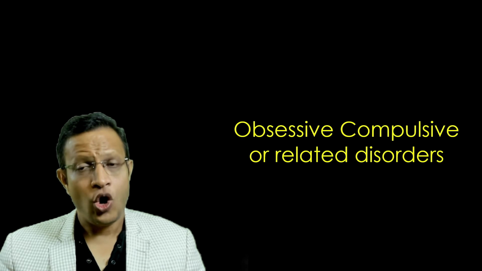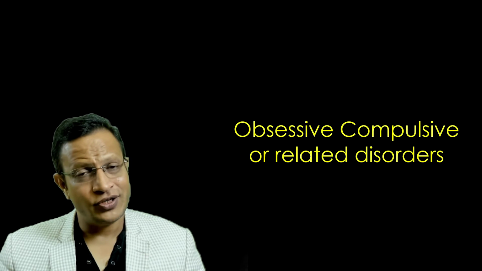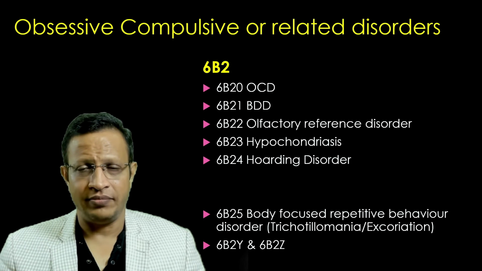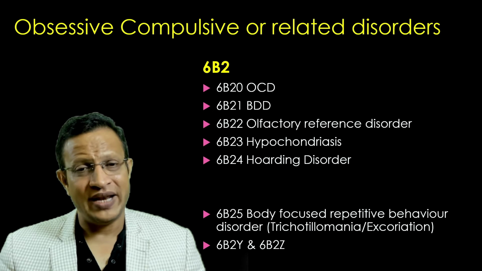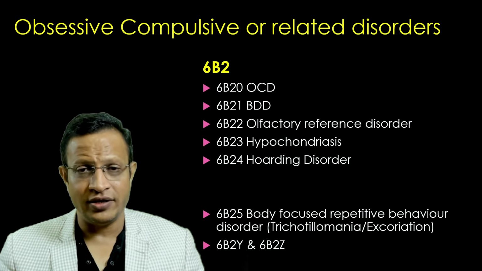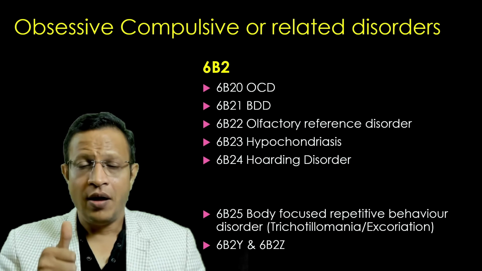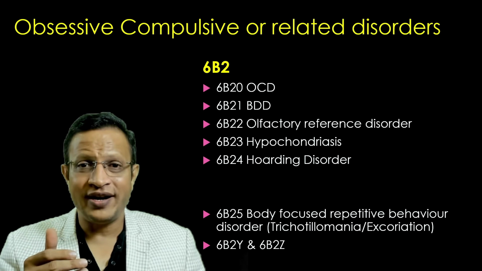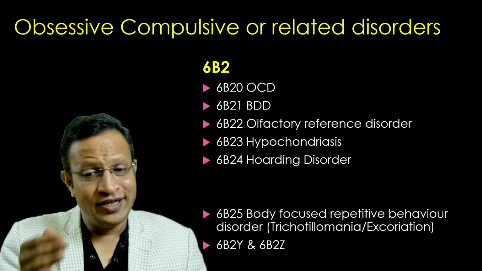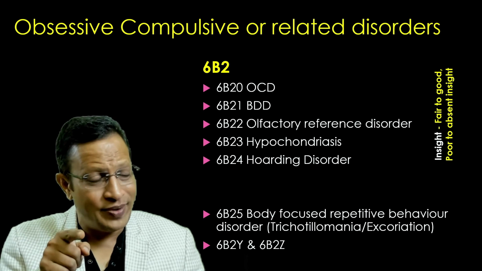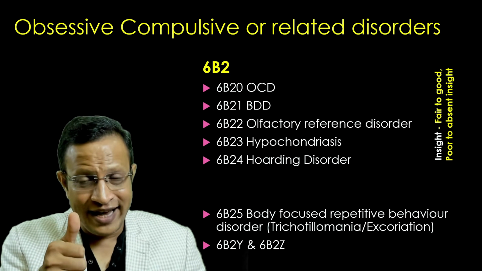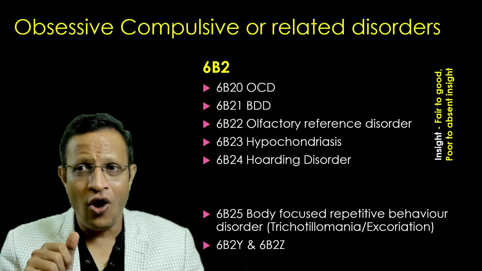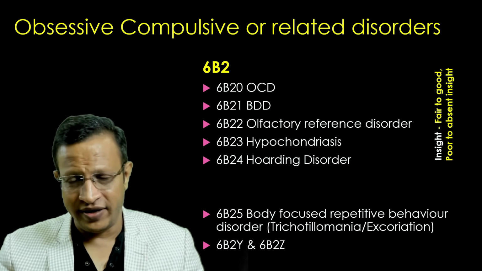Further, obsessive compulsive or related disorders have a separate chapter, similar to DSM-5. Let's look into the OC spectrum. Here, the OC spectrum added under obsessive compulsive or related disorders is OCD, body dysmorphic disorder, olfactory reference disorder, hypochondriasis, and hoarding disorder. And all these 5 disorders have insight considered. Each disorder will be termed as fair to good insight or poor to absent insight.